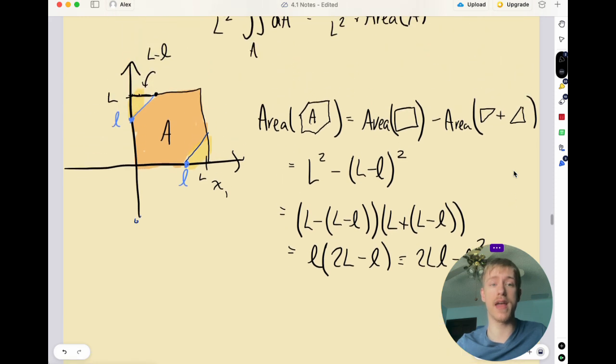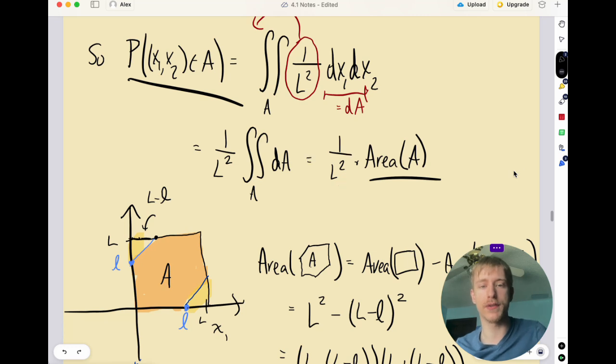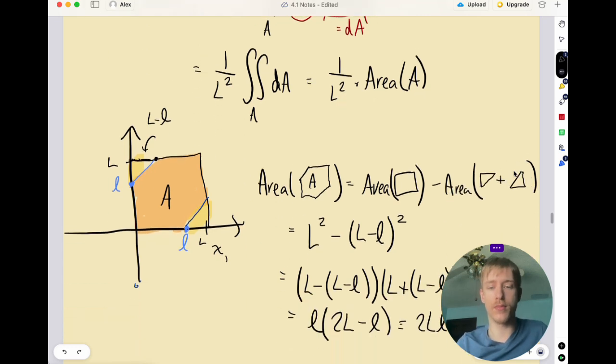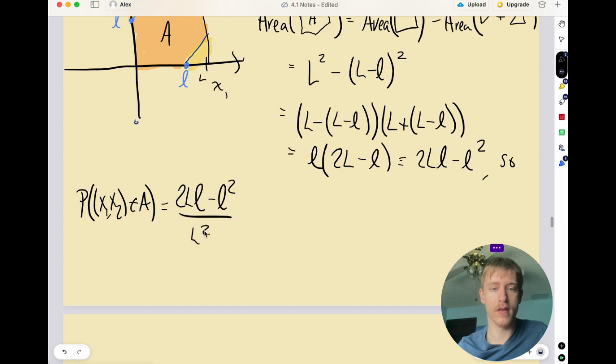We found the area of A, and now notice that the probability I'm interested in is just that area times this 1 over L squared factor. So the probability that (x1, x2) is in A is just going to be this divided by L squared. Okay, so I'm going to box that because that is the answer.